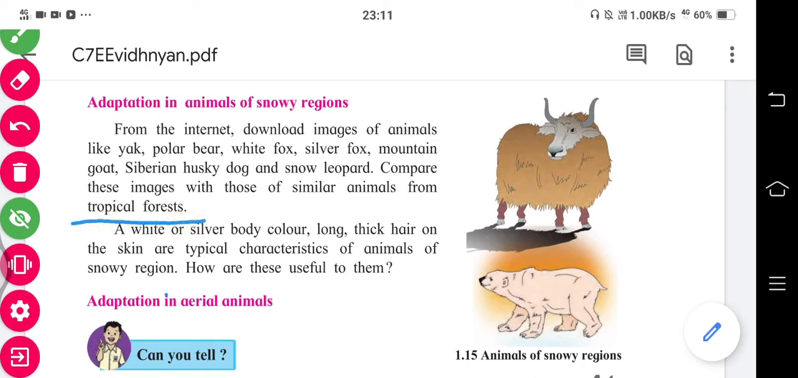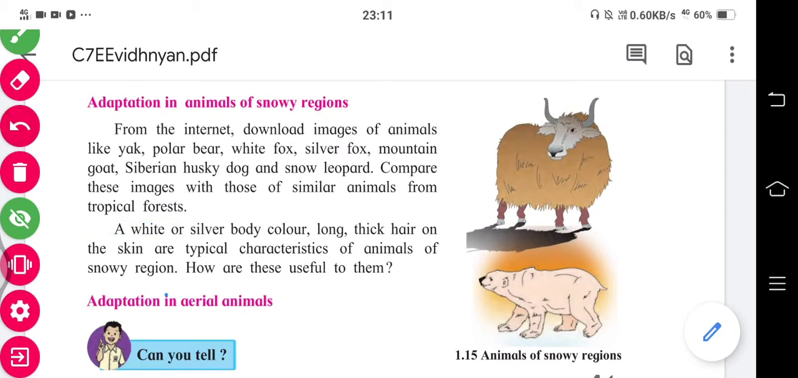Tropical forest means the normal forest, they don't have the extremely cold condition or extremely hot condition. They are intermediate in between, and that condition is called the tropical region. Maharashtra and the nearby states come into the tropical region forest, is it? Compare that with the tropical region animals.